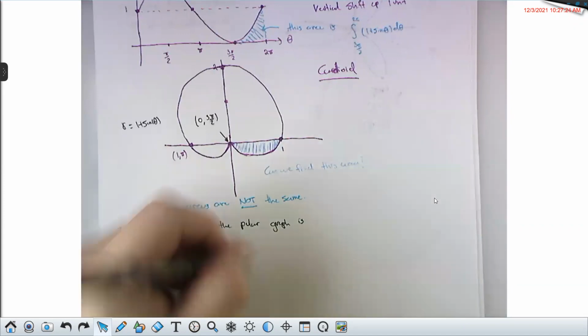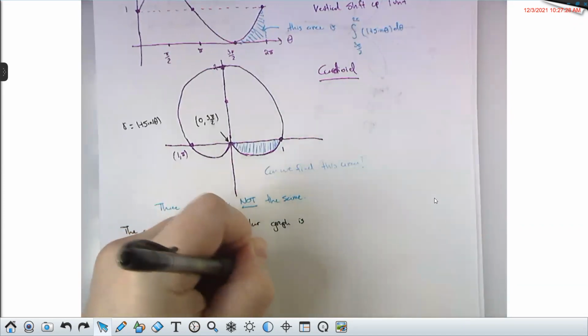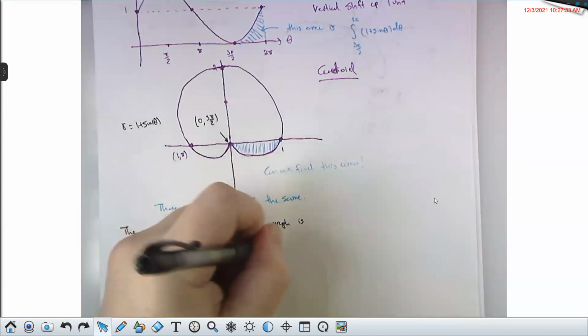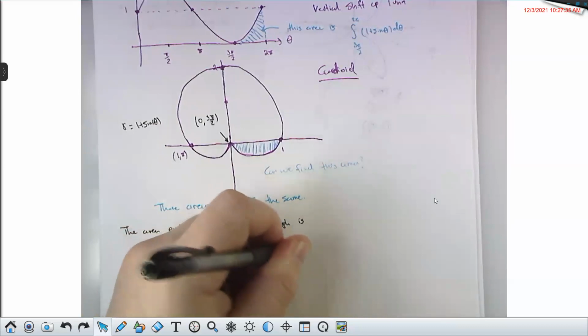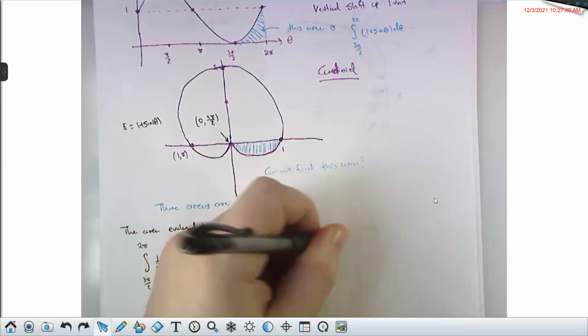The 1/2 can pop out. That's the integral from 3 pi over 2 to 2 pi. We need to FOIL this. That's 1 plus 2 sine theta plus sine squared theta.